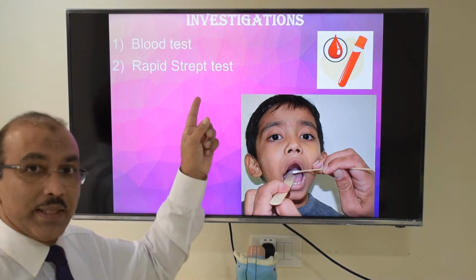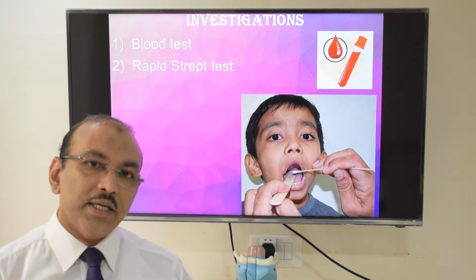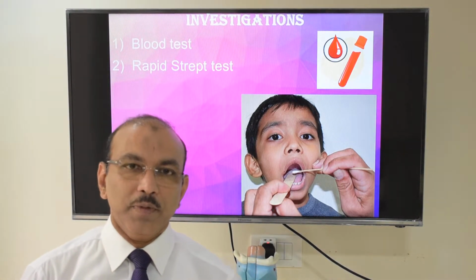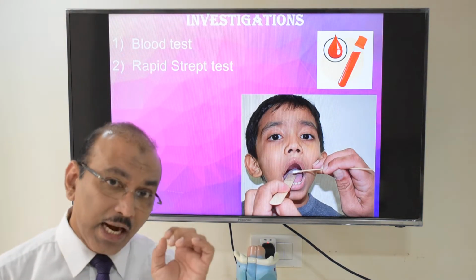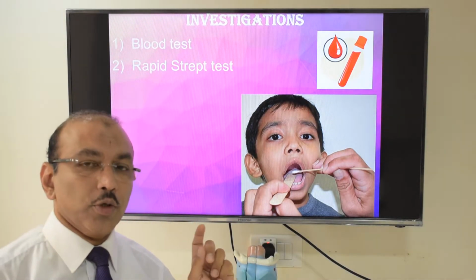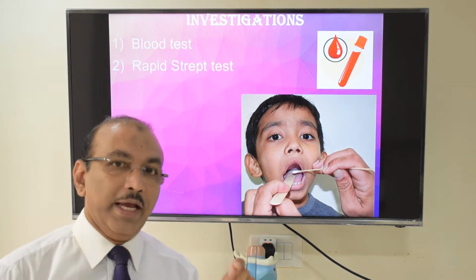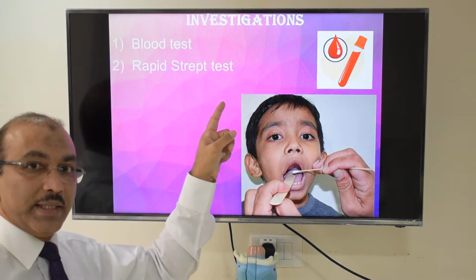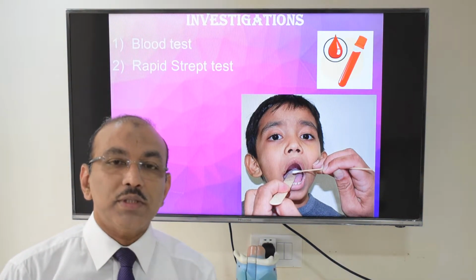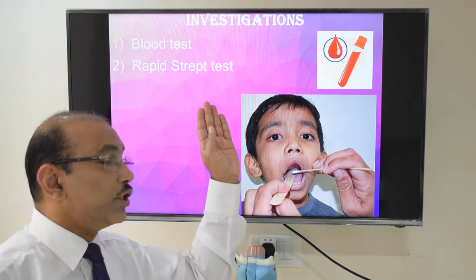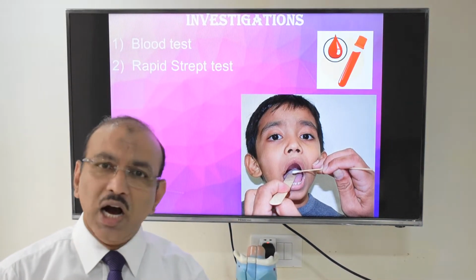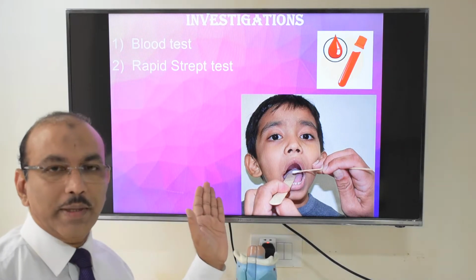Why should we do a rapid strep test? Like I mentioned before, bacteria are the second common cause, in 20% of patients, of acute tonsillitis. Among bacteria, streptococcal infection is more common, beta hemolytic streptococcus, which comes under group A. By doing a rapid strep test, we can know whether this bacteria is present. If it is present, we have to start antibiotics immediately. That is the advantage of this test, and the report comes within 30 to 45 minutes.